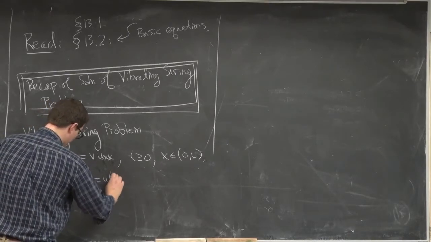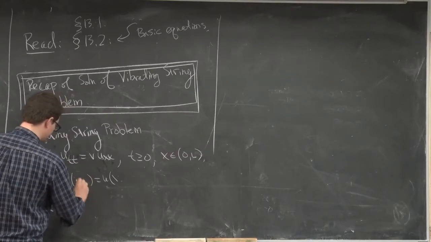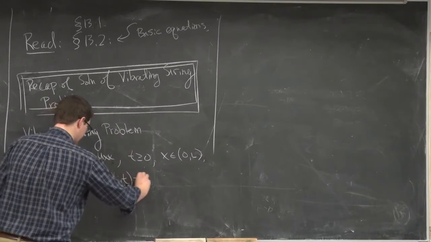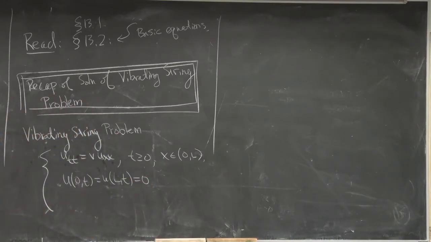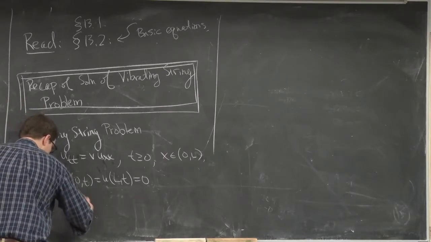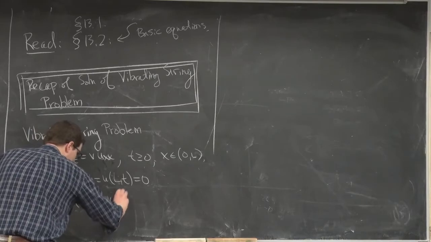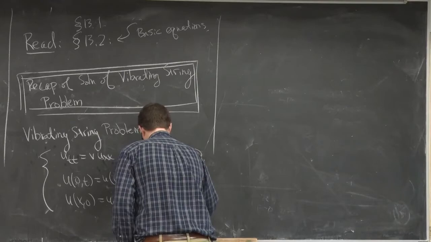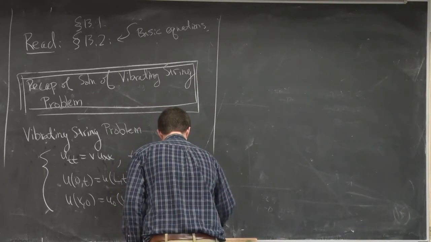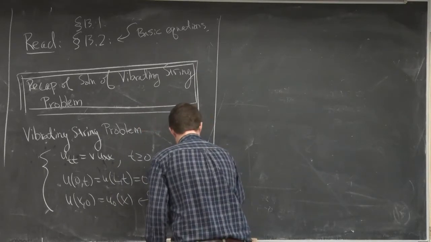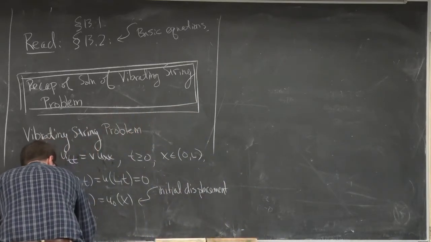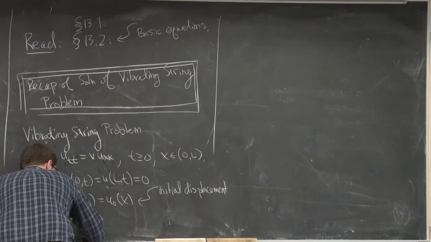so u at 0 and L, for all time t, this thing is going to be equal to 0. So the endpoints of the string are fixed. And then we are supposing that we have some initial displacement, u of x,0. So this was u naught of x. So this was this initial displacement.